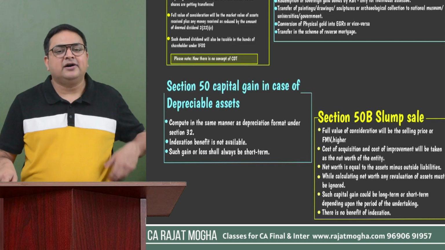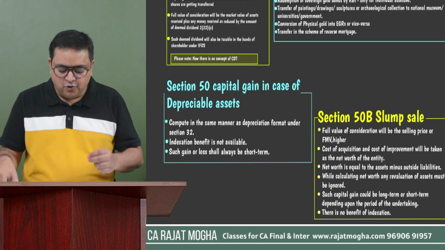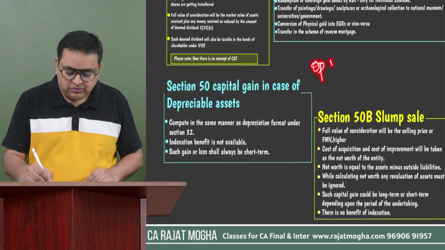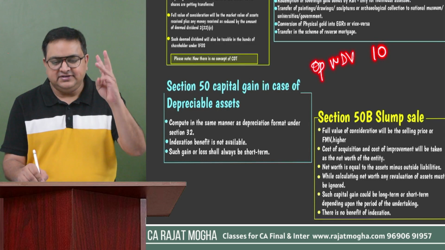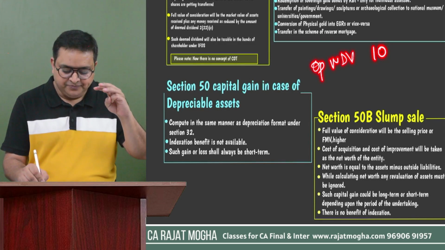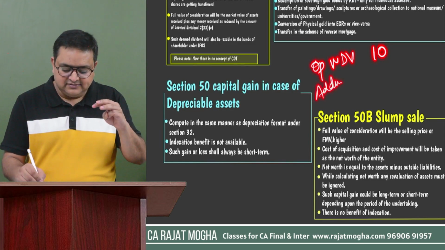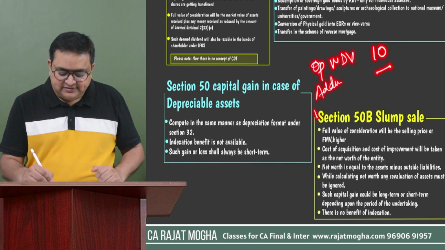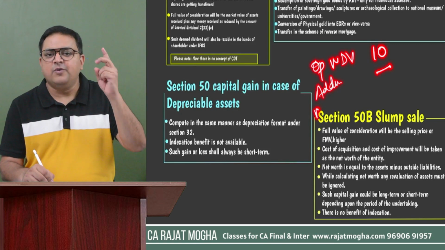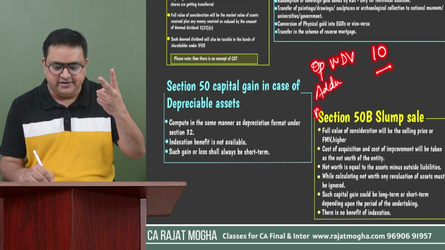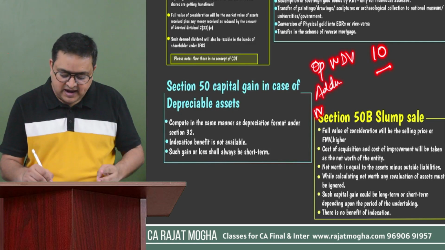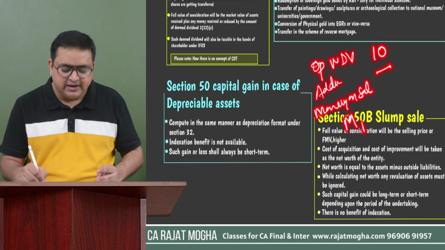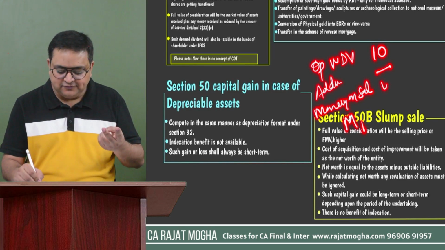So if you are selling part of the block, let's say the opening WDV of the block is 10 lakh, and it has three machines. Additions during the year is nothing. I'm using the format of section 32. Let's say out of 3 machines, you have sold one machine. You have sold one machine, two are still here. Block is still existing. And the money received on sale or disposal, and you are selling one machine M1. Let's say you are selling it for rupees 4 lakh.